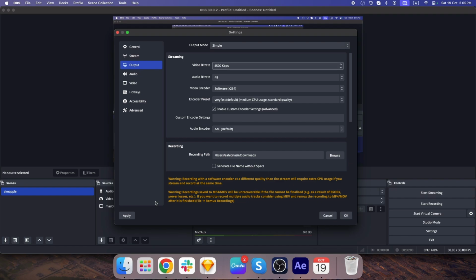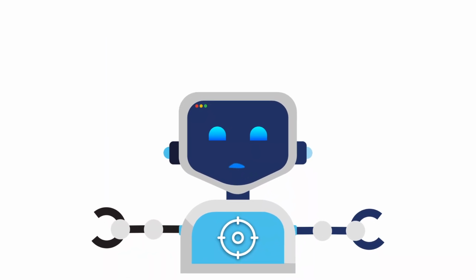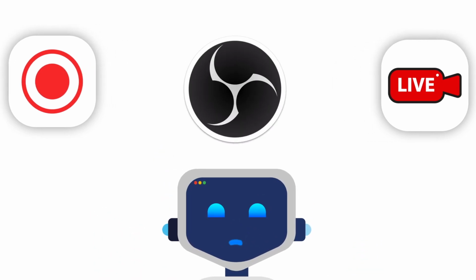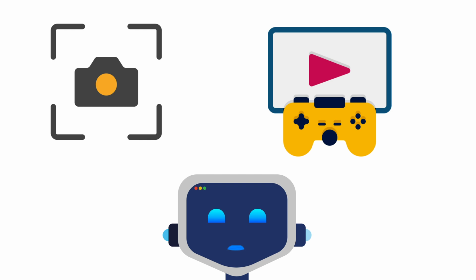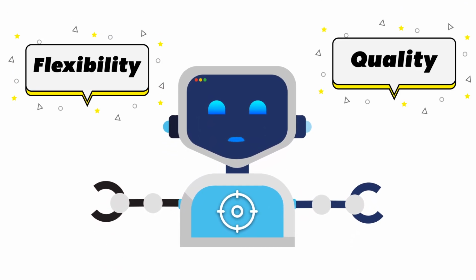Once your stream settings are ready, click Apply and OK to save changes. Hit the Start Streaming button in the Controls panel to go live. And there you have it. You're now set up for both screen recording and streaming on your Mac using OBS Studio. Whether you're capturing tutorials, gameplay, or streaming live events, OBS Studio gives you the flexibility and quality you need.